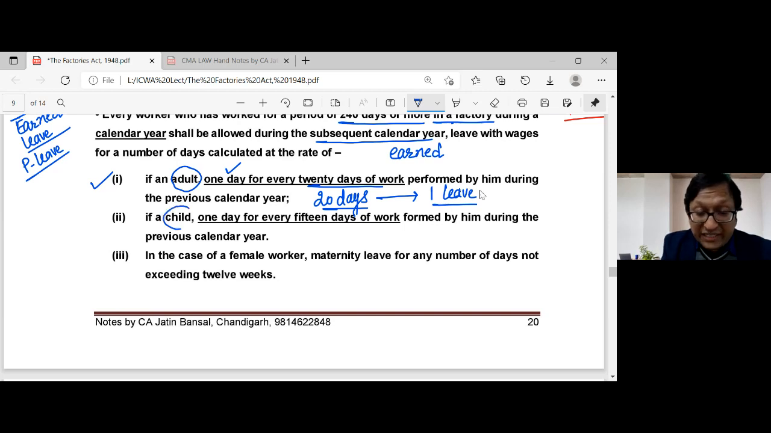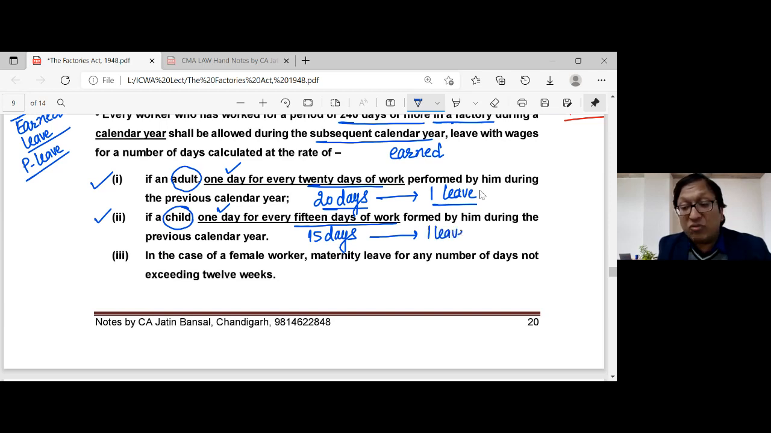And in case of a child, I told you, even children can do work. If a child has completed 14 years of age or above, that person can do work in the factory. There is no bar on that. So he will be getting more leave, 1 day for every 15 days of work that you have worked during the previous year.